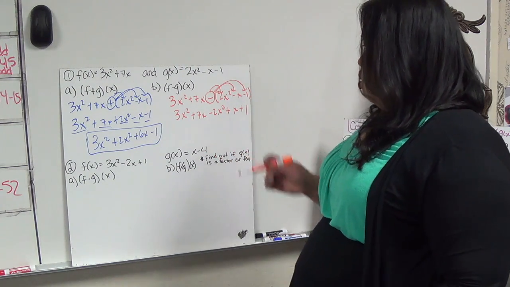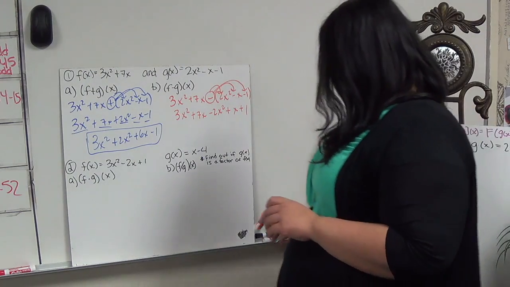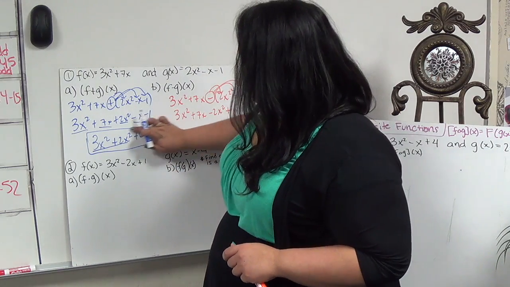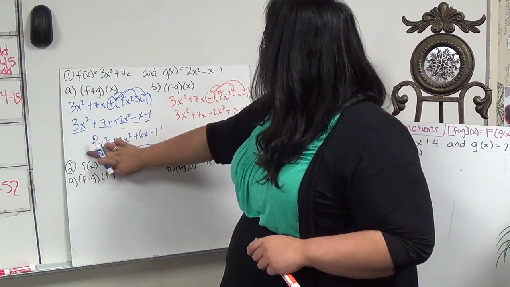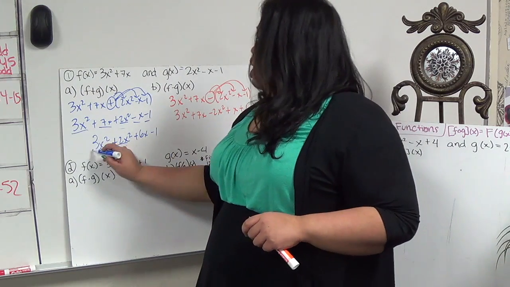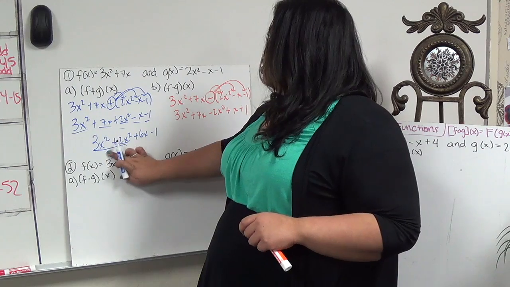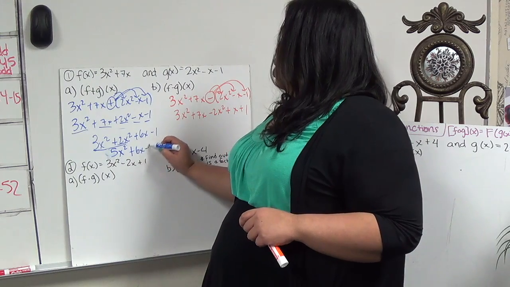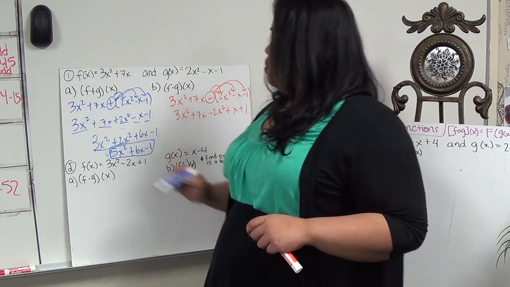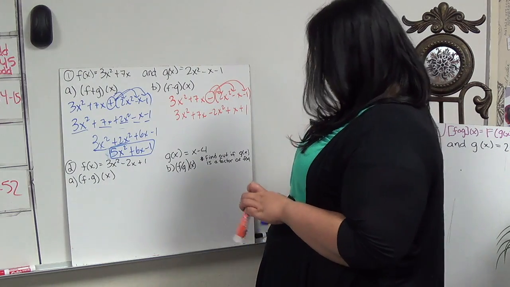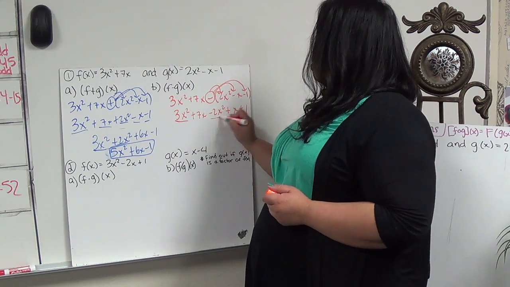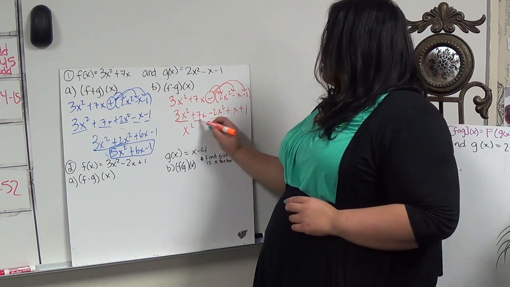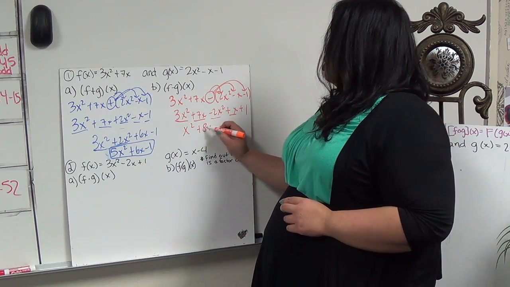I have 2x squared. Oh, I guess these are both x squared here. My apologies. Sorry, sometimes my brain gets ahead of me. So this can be combined, so I end up with 5x squared plus 6x minus 1. For the subtraction, 3x squared minus 2x squared gives me just 1x squared. And then 7x plus x gives me plus 8x plus 1.